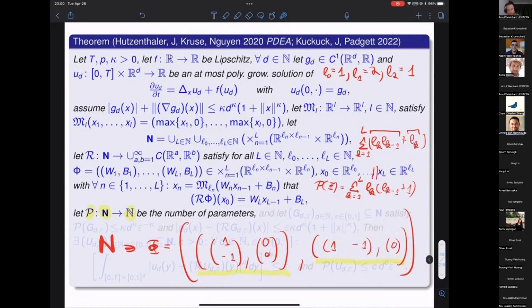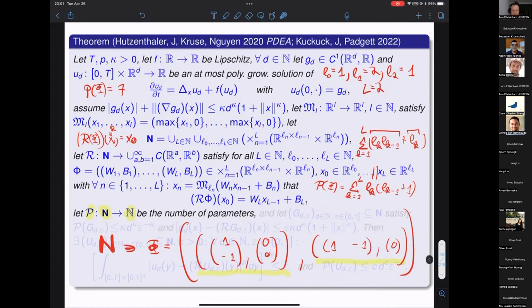So this would be L equal to 2, big L, and L0 would be 1, L1 would be 2, and L2 would be 1, and the number of parameters here in this example would be just equal to 7. Okay, so we have here 1, 2, 3, 4, 5, 6, 7 real numbers, and the realization function of this example, so R phi of x0, which is now a real number, would be equal to x0. One can easily calculate that this represents the identity function by means of such neural networks.